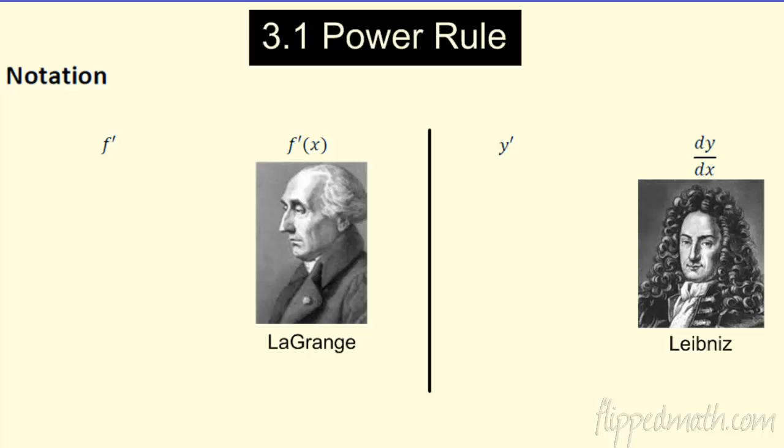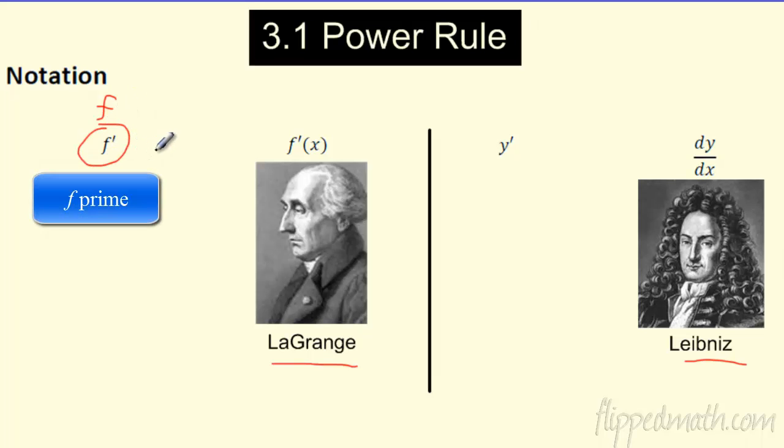Let's start things off with notation. Two major types of notation. We got Lagrange here and we got Leibniz. These are the two main ones that pretty much everyone uses for calculus. So if I give you some kind of function, some kind of f, this is its derivative here. This is called f prime. It's the derivative of a function. A lot of times we say the f of x, so this would be the f prime of x. So that's Lagrange. He's an Italian dude who made this one famous.